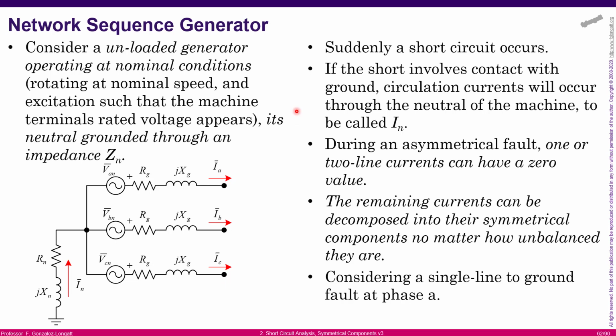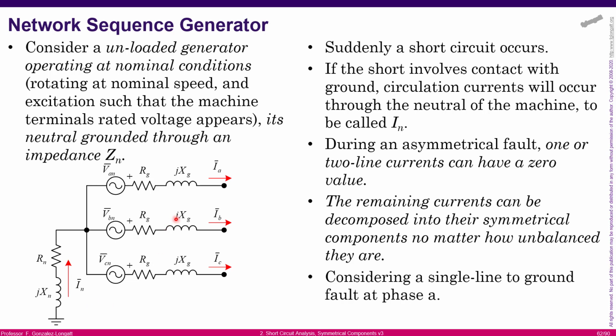Suddenly, there is a problem. Suddenly, there is a short circuit. And in this case, if the short circuit has contact with ground, as a consequence, if the fault is happening at the terminals, there is contact with the neutral point and ground, and the neutral point will be the return path for the asymmetrical currents, okay?